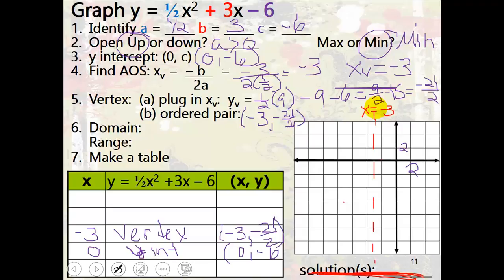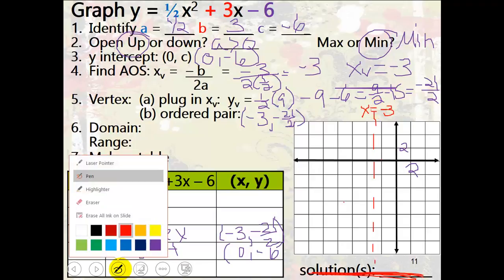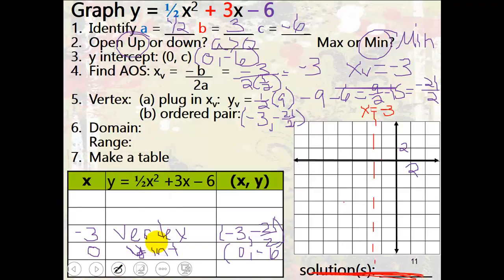Okay, all right, and then 0, here's my 0. Let me go back to purple. And I'm going to get 0, -6, -2, -4, -6. So here is 0, -6. Okay. And I have my vertex at -10.5. So here's -8, -10, -12. So I'm like right here. This is going to be my vertex.